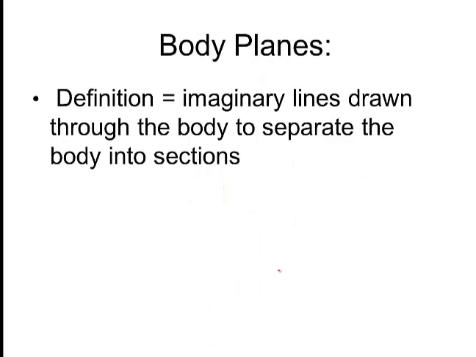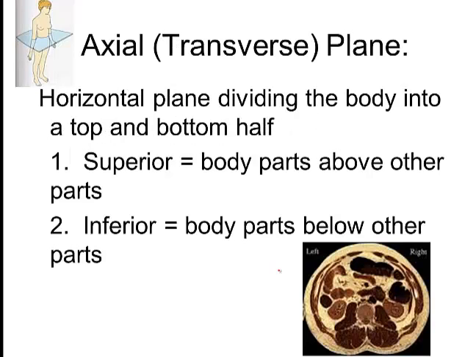Now we also can take the body and divide it into imaginary planes. This is often used in medicine when we're talking about a CAT scan or an X-ray. They will use the names of the different body planes to describe the image that they're looking at. So the first is called the axial or transverse plane, and this is basically a horizontal divide, so you're cutting the body into superior and inferior parts. So it's also called a cross section.